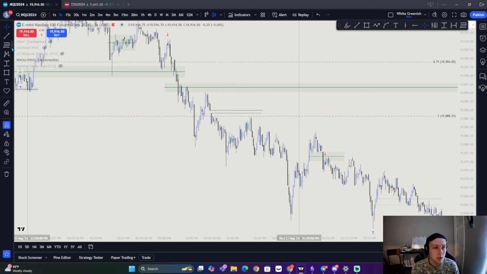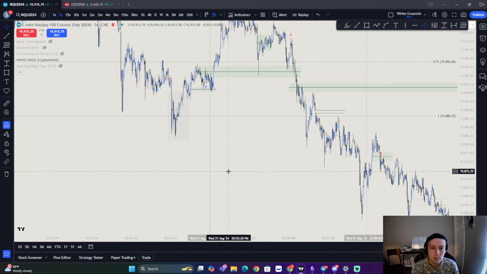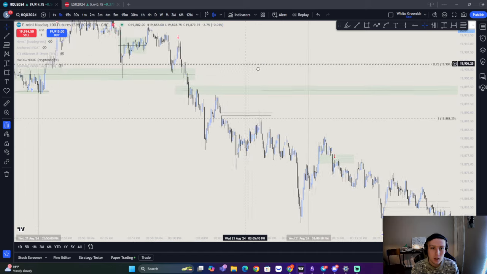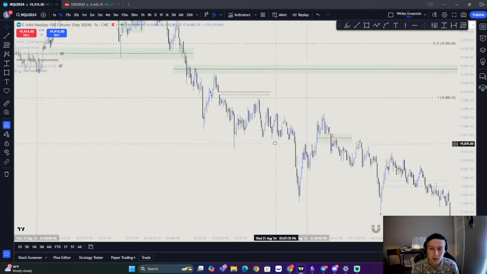Initially, I was looking to add in this volume imbalance right here, or this liquidity void, because there's no trading within that. I was looking to get filled right there. So I wanted to come up and refill me, but that never ended up happening. So I'm just waiting.